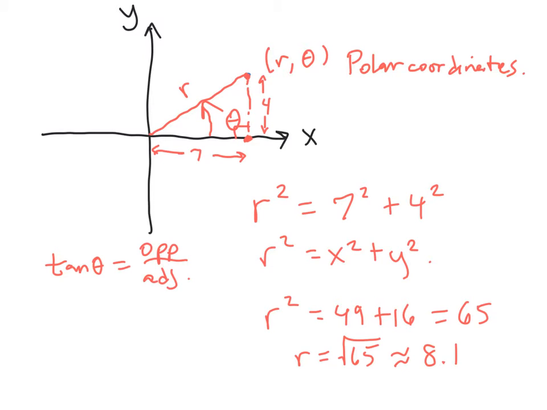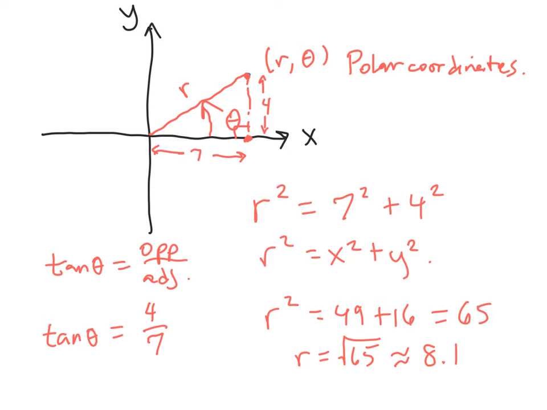I hate when people say the tangent is the opposite over the adjacent. It's the length of the opposite leg over the length of the adjacent leg, but that's an awful lot to write when you're writing on a tablet. Anyway, so that means that tangent theta in this case is 4 over 7.